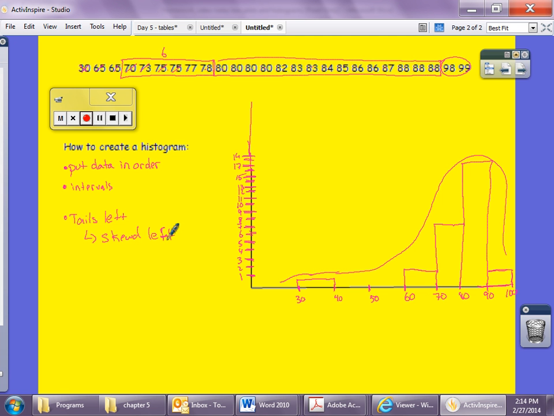And that's just how we create a histogram. It has intervals, so we have to find out the intervals. This interval is by tens, so for each set of 10 numbers, we just figure out how many there are. 30s, 60s, 70s, 80s, 90s, and then we connect our boxes. And that's just wrapping up the box plots and the histograms.